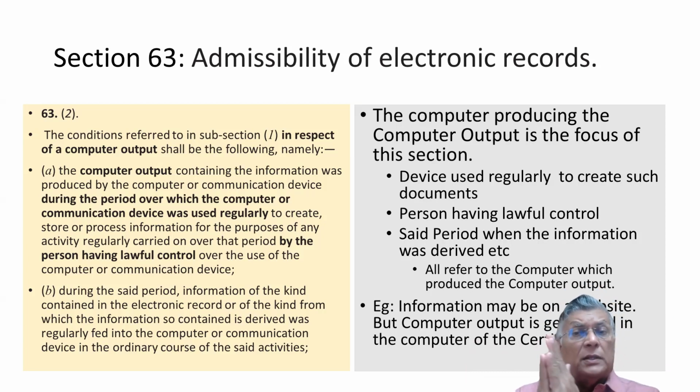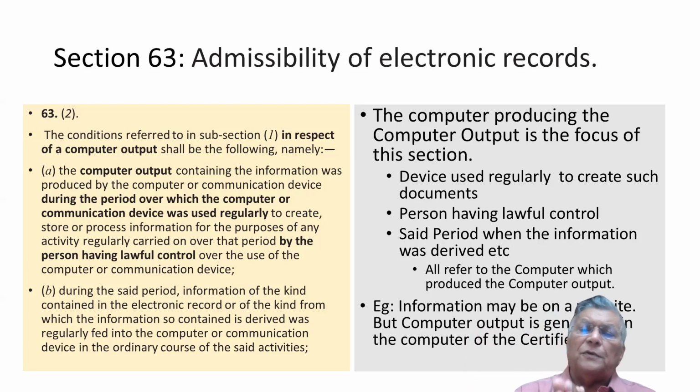Now, in this section 63(2), therefore, the computer producing the computer output is the focus. That is the computer which should be a device used regularly. That is the device for which we are talking of the person having lawful control. That is the computer which we are talking of in said period. Now, the said period is what? The said period is for production of the computer output.